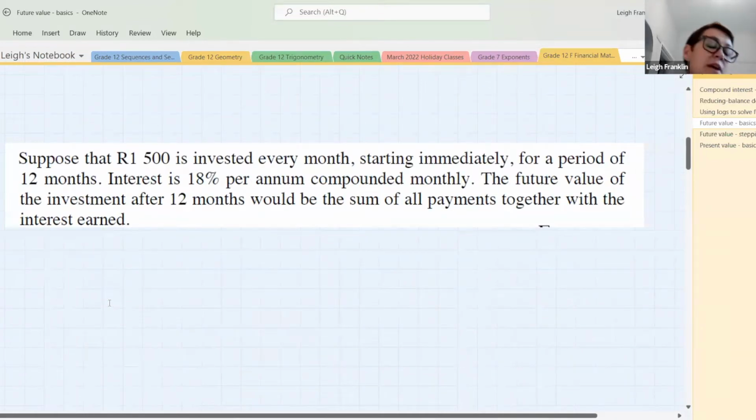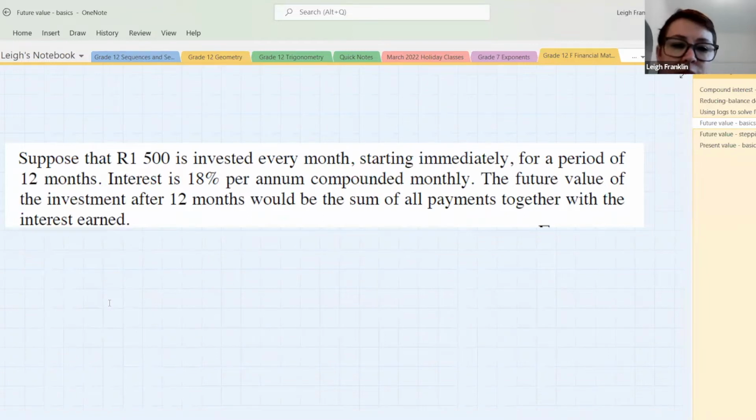Suppose that 1,500 Rand is invested every month, starting immediately, for a period of 12 months. Interest is at 18% per annum compounded monthly. The future value of the investment after 12 months would be the sum of all the payments together with the interest earned. That's what your future value represents.